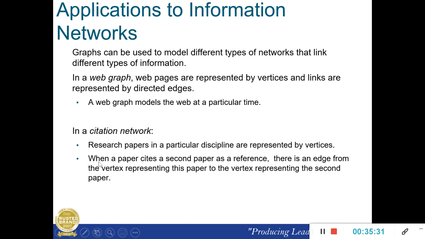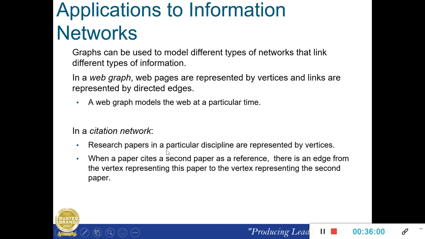Graphs can be used to model different types of information networks. In a web graph, web pages are represented by vertices and links are represented by directed edges. A web graph models the web at a particular time, because some of the web now, they don't renew the domain name, and it has already died, already expired. So a web graph can only be modeled at a particular time.